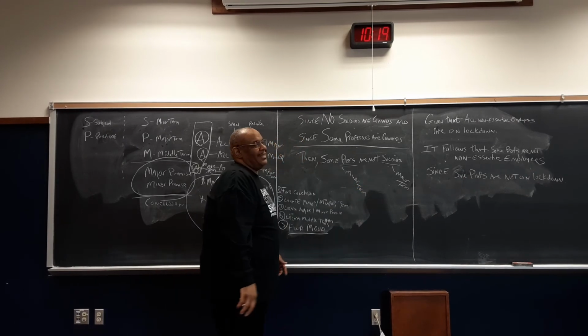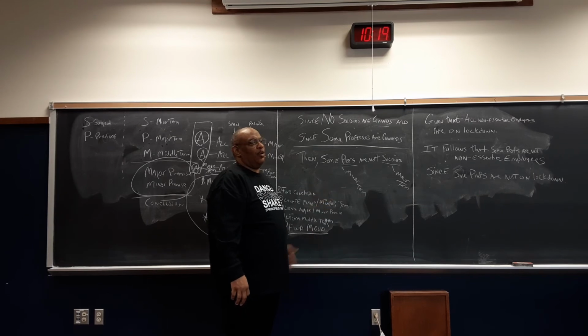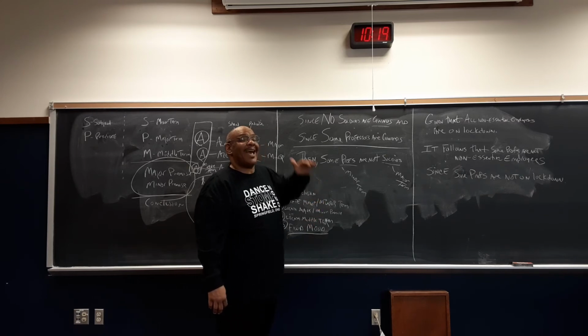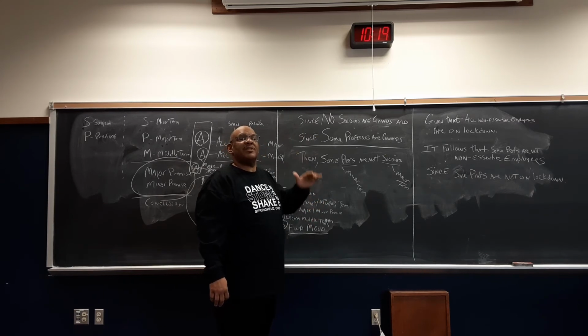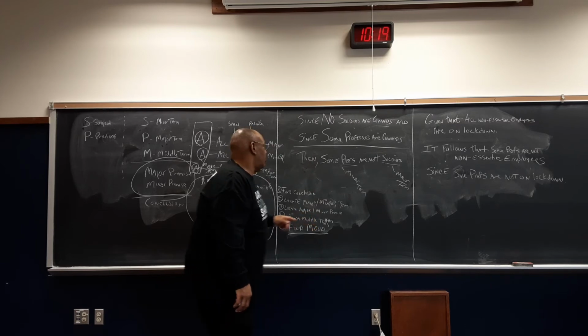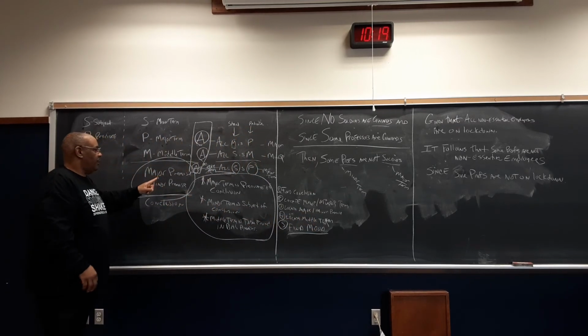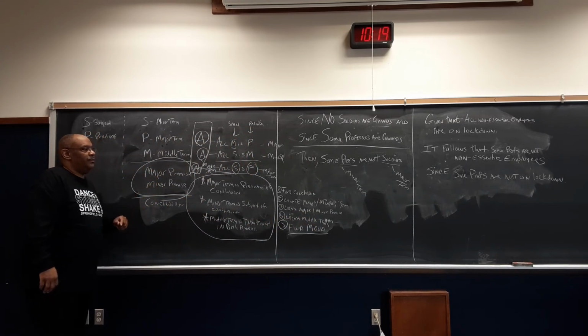Again, I did you a little solid here, put it in the right order. So now, the major premise has to go on top. The minor premise goes in the middle, the conclusion goes on the bottom. Major premise, minor premise, conclusion.